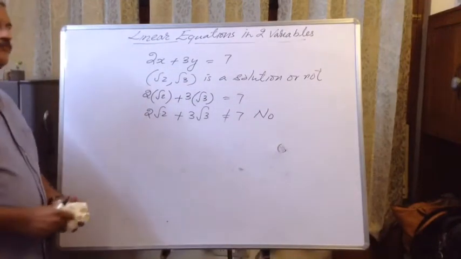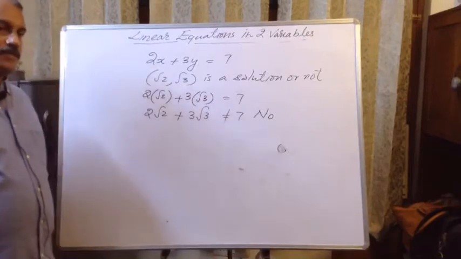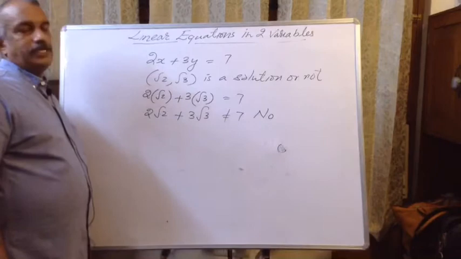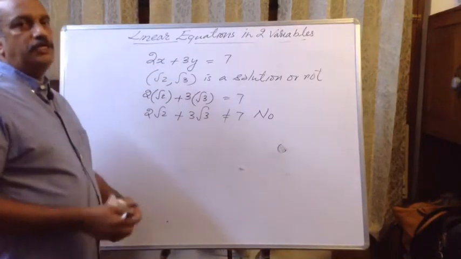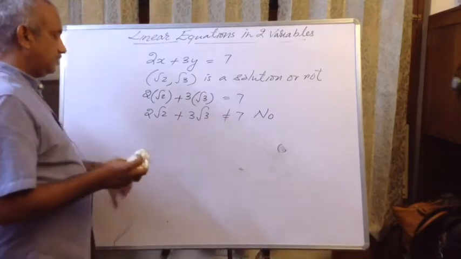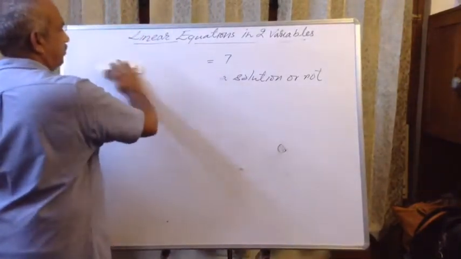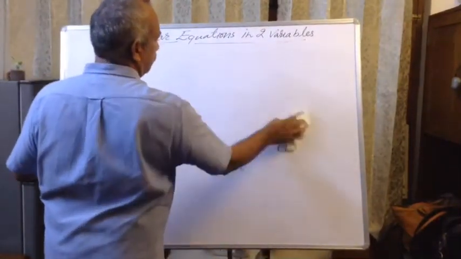So like this, if values are given, you can substitute in the place of x and y. If you get LHS is equal to RHS, you can write yes, it is a solution. Otherwise you will write no, it is not a solution. So these types of questions are also there. Then the next one, simple questions only, nothing difficult.